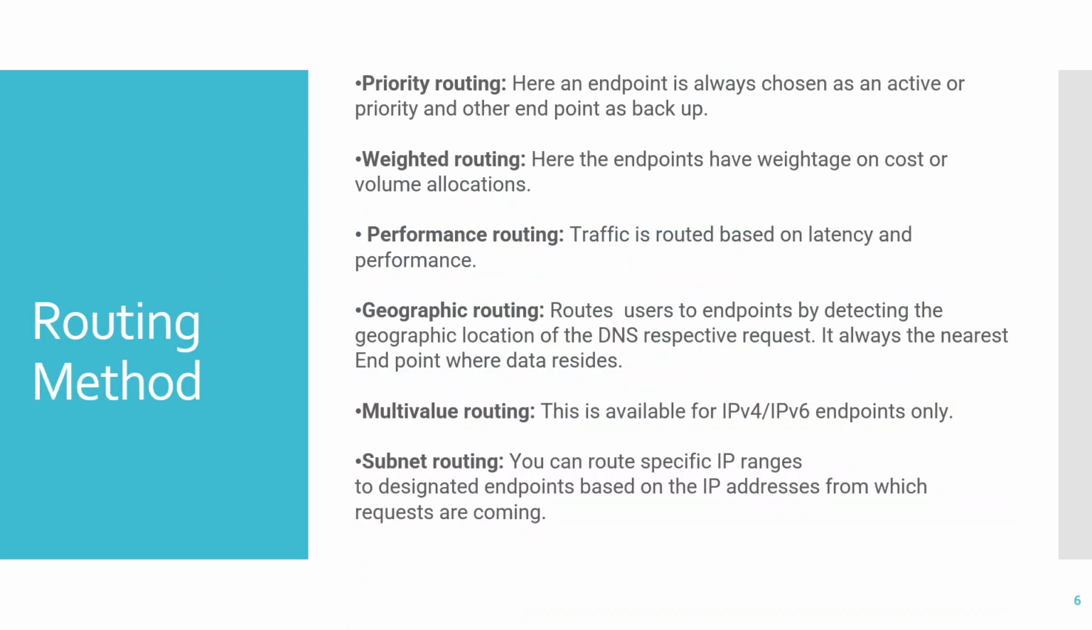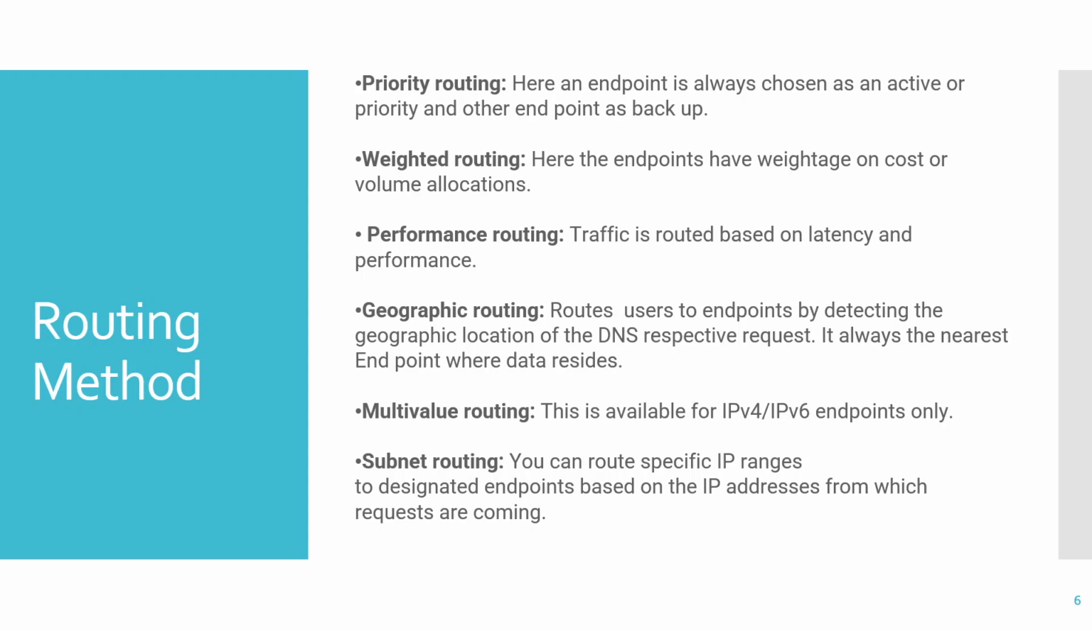Now, what are the routing methods that are available within Azure Traffic Manager? Let's discuss more on that. The first is priority routing. So what is priority routing? The service endpoints configured in Traffic Manager include one service endpoint that has more priority, or is more active, you can say, and the rest of the service endpoints can be kept as backup. So that is how priority routing works. Here an endpoint is always chosen as active or priority and the other endpoints as backup.